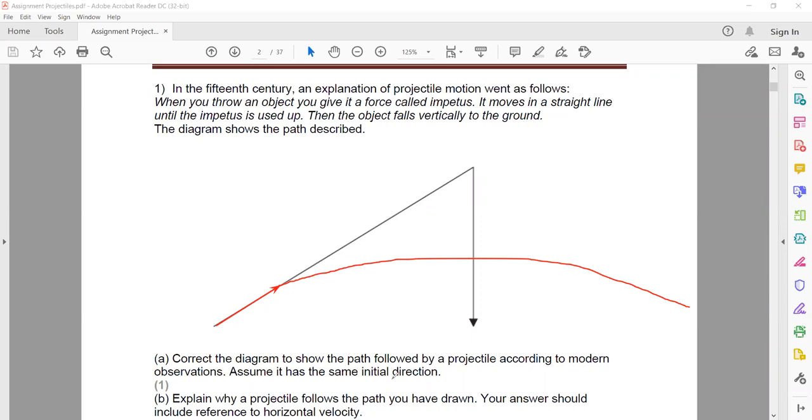The first part, the trajectory of an object which is following a projectile motion. The horizontal velocity is not affected, as we assume there is no air resistance affecting the motion. And the second one, acceleration due to gravity, which is constant.